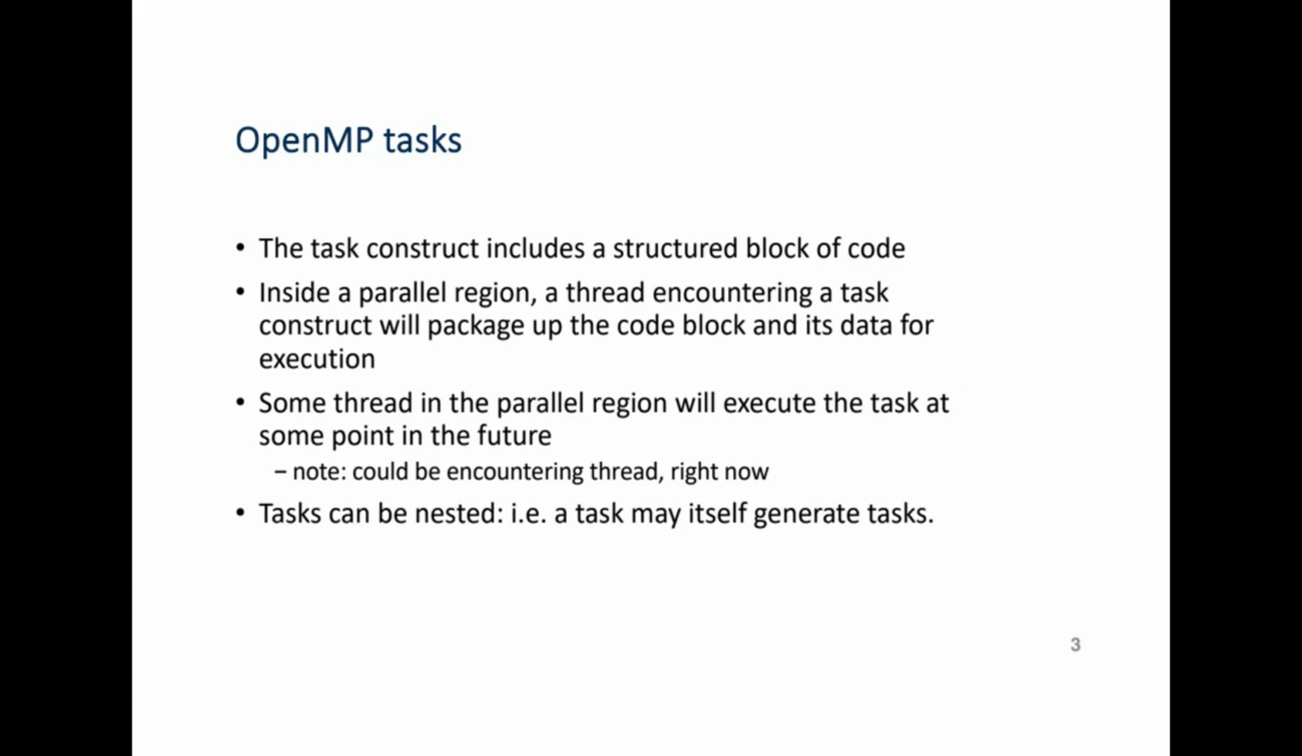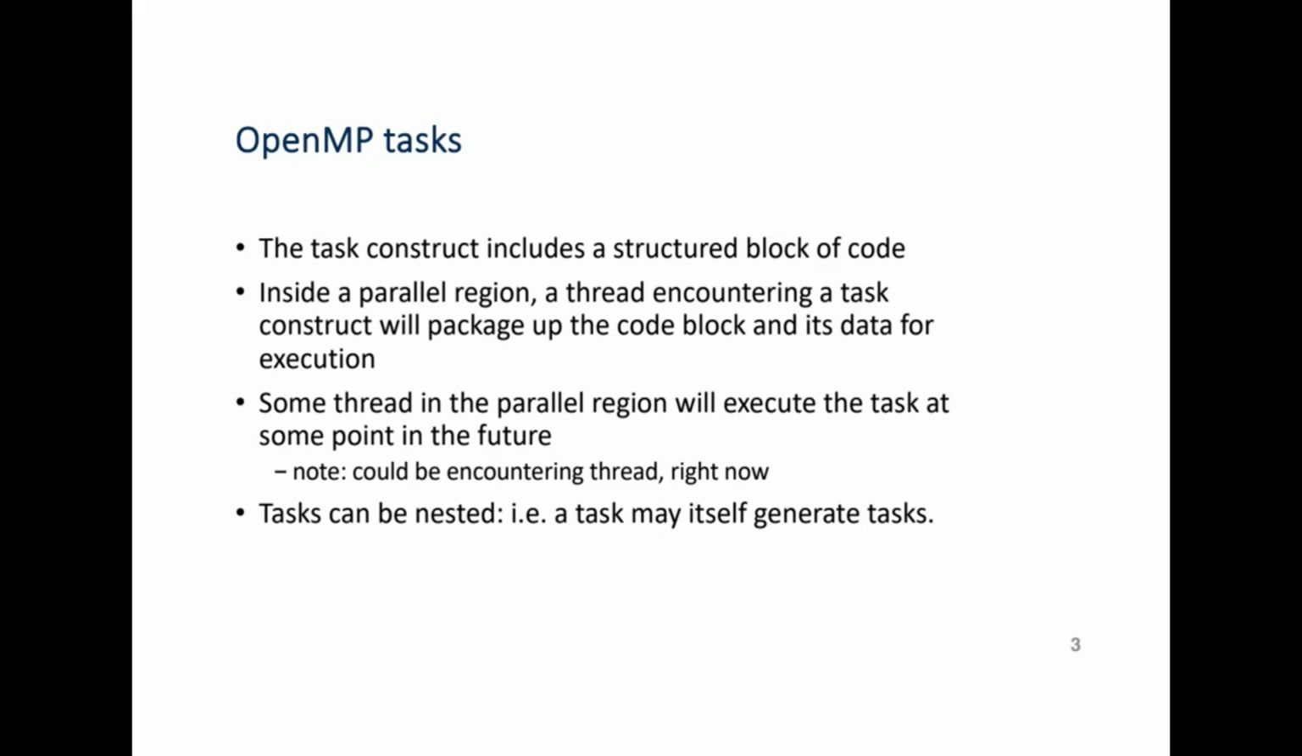If we're inside a parallel region, a thread that encounters a task construct will essentially package up that code block and any associated data for execution in the future. Some thread in the parallel region will execute the task at some point. As I say, we have very little control over which thread will execute a task or what order they're going to get executed in.